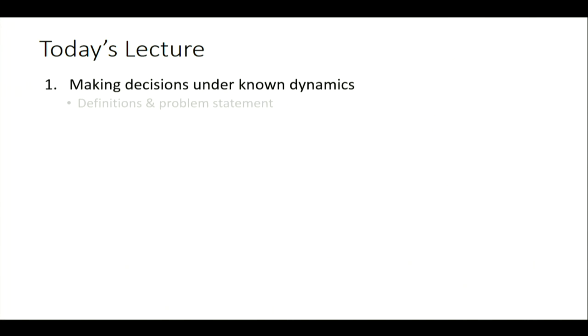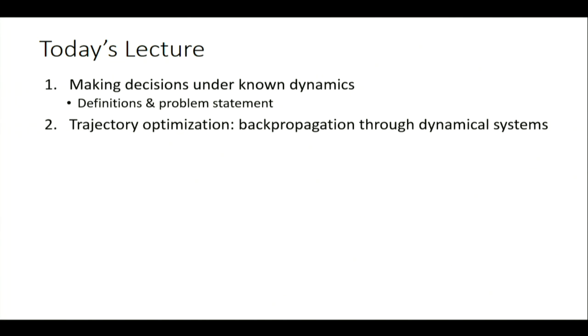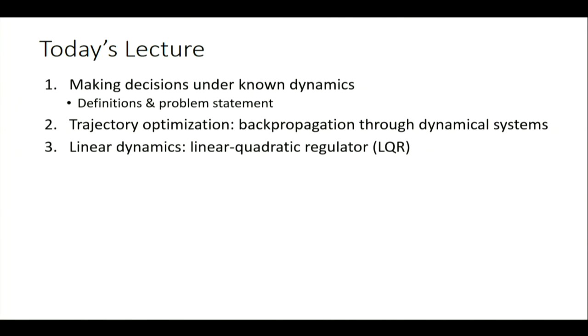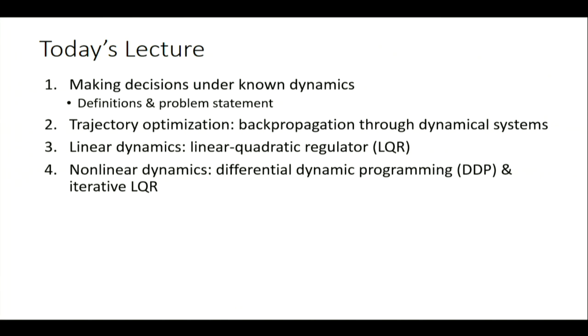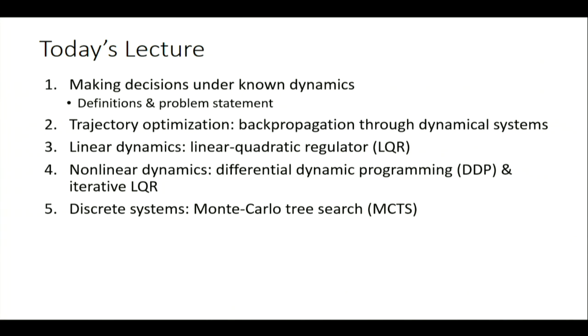So today's lecture is going to cover the following topics: making decisions under known dynamics, some definitions and some problem statements, trajectory optimization, which is essentially just backpropagation through dynamical systems. We'll talk about what we can do if your dynamics are fully linear, and I'll explain what this means. And I'll cover an algorithm called the linear quadratic regulator. Some of you might already know about this, but I'll cover this to give you a little bit of a crash course on some optimal control stuff. I'll talk about how this can be applied to nonlinear dynamical systems, which is most of the complex continuous systems we have to deal with. And then I'll talk about another algorithm for choosing actions in discrete systems.